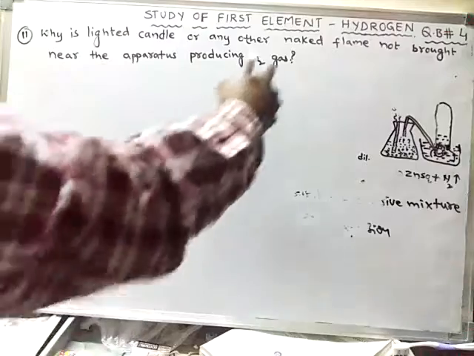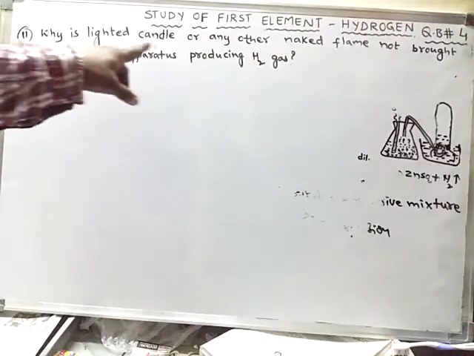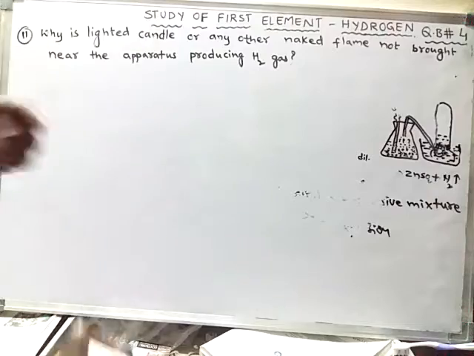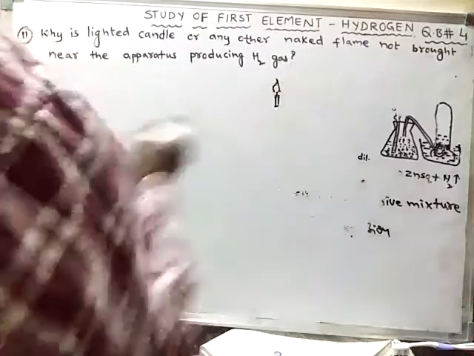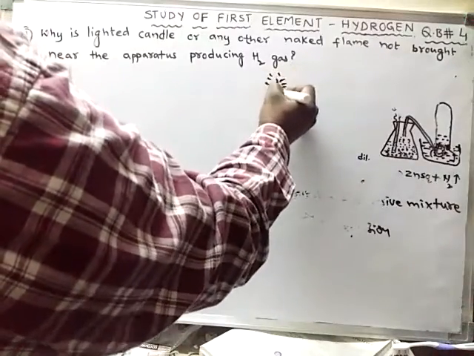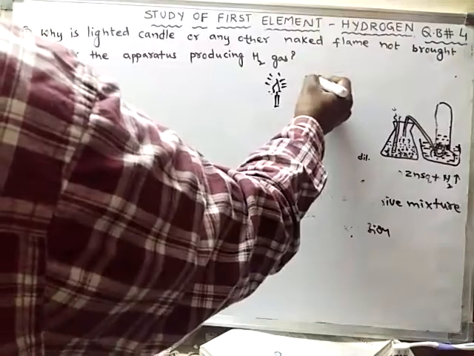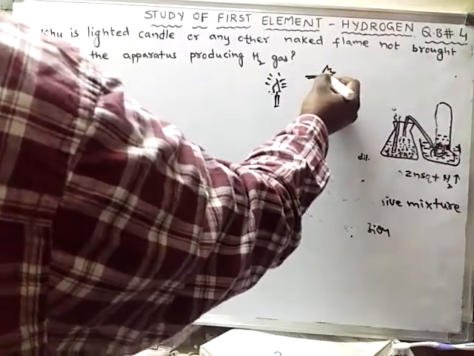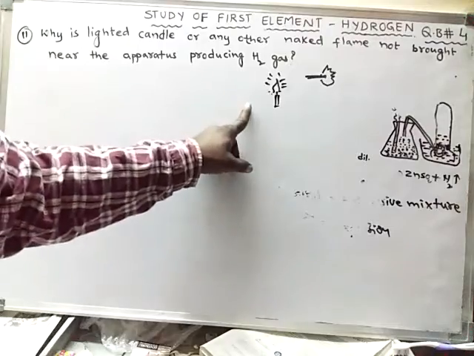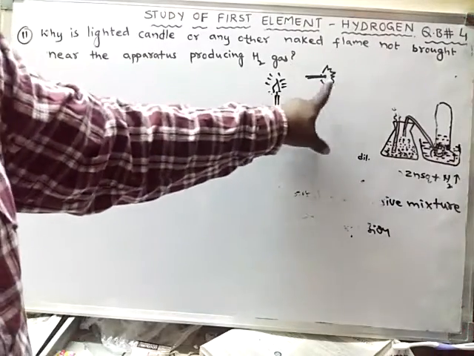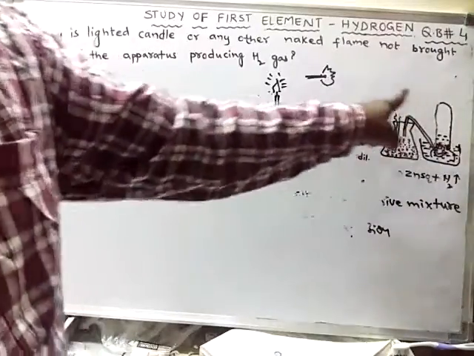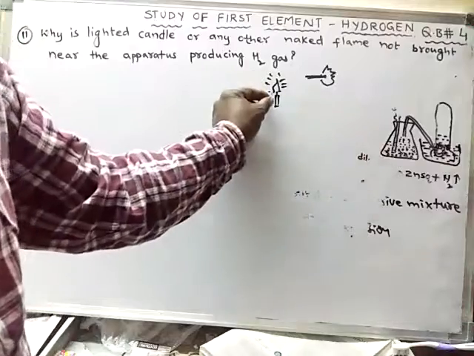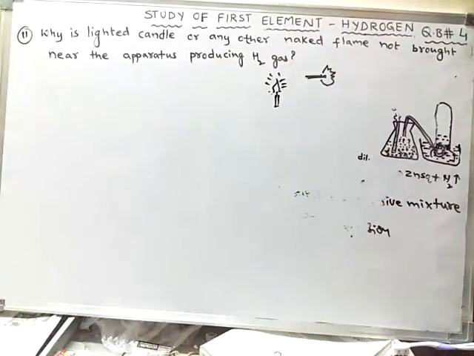So this is the question. Why should we not bring any burning candle, a lighted candle, which means a candle which is lit, or else any naked flame, direct flame, near this apparatus which is producing hydrogen gas? We should not bring either of these near to it. What is the reason?